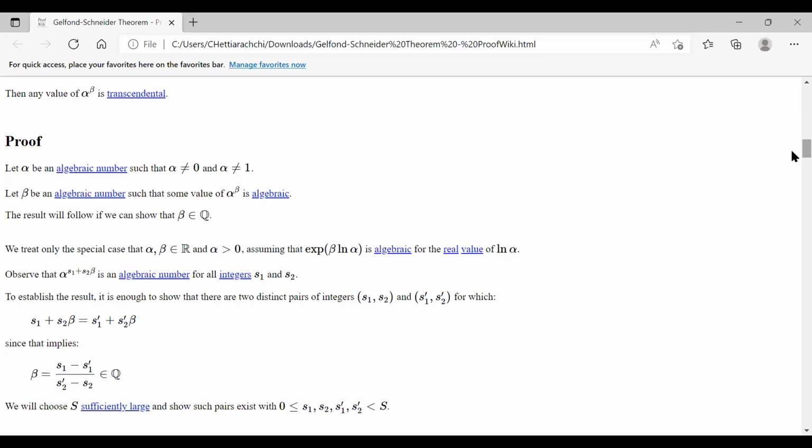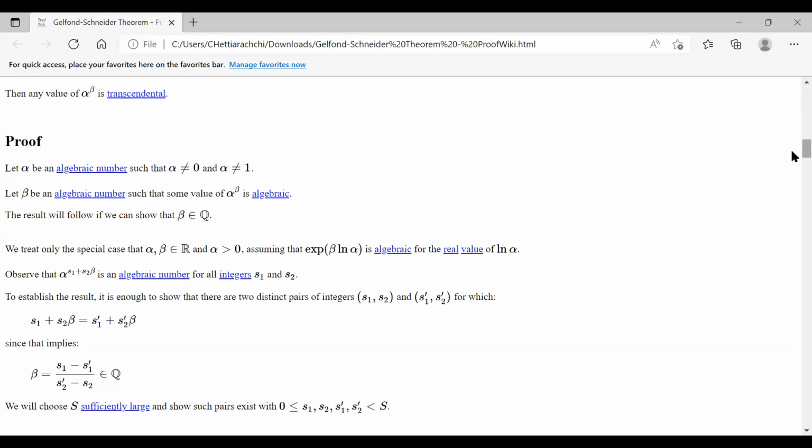So we pick beta to be an algebraic number such that alpha to the power beta is algebraic. Then we are going to show that beta will be a rational number. That's how we are going to do it. So we suppose alpha to the power beta is algebraic, then beta becomes rational. We are going to show that. Then by contradiction, we can show that alpha to the beta is not algebraic, which is transcendental.